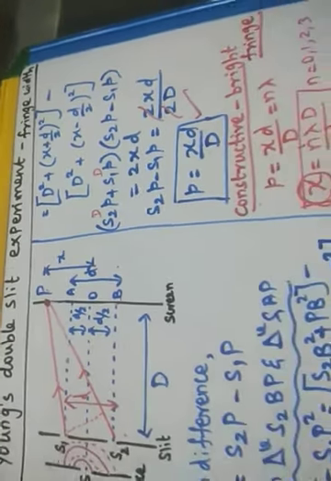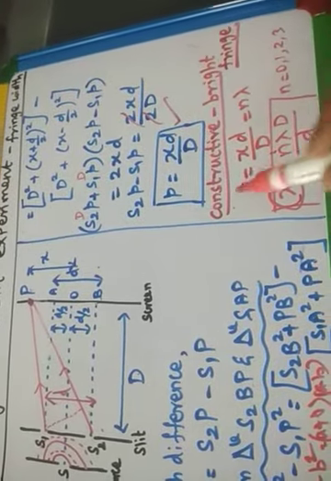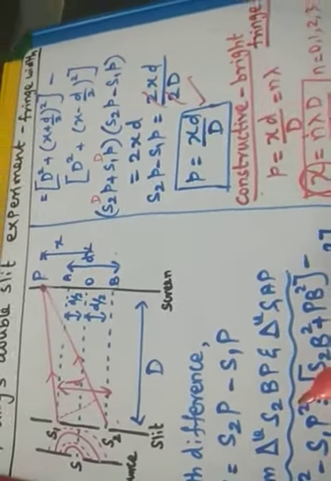Now we are going to see what destructive interference, or a dark fringe, is for this particular path difference.